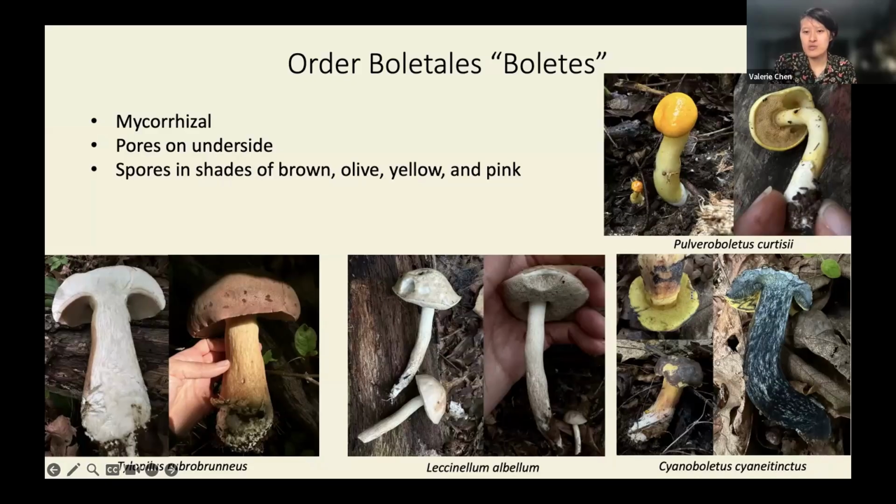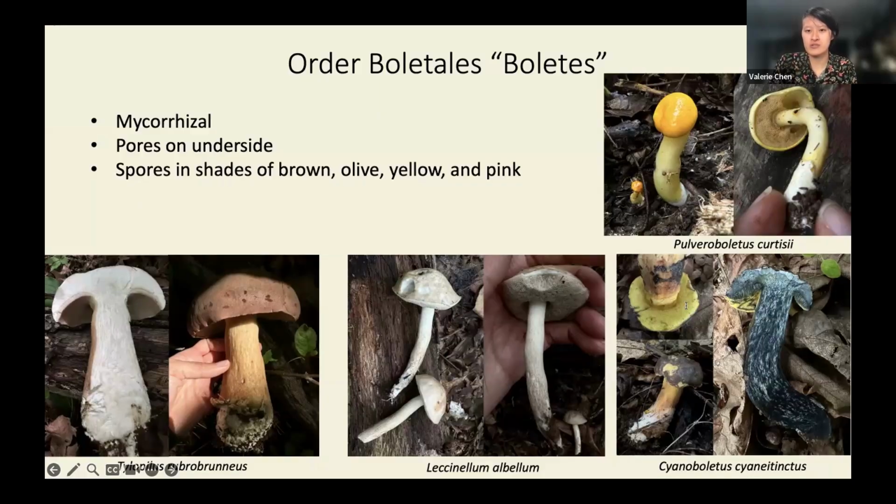Most boletes have pores on the underside of the cap, and the size of the openings and the depth of the pores are often diagnostic features. So cross-section pictures, like the ones that you see for Tylopilus rubrobrunneus, are helpful for measuring pore depth. Bolete spores come in shades of brown, olive, yellow, and pink, and the caps are quite substantial, but you can see there's a large variation in size, especially with the shape and the width of the stipes, if you just compare something like the Tylopilus to the Leccinellum.